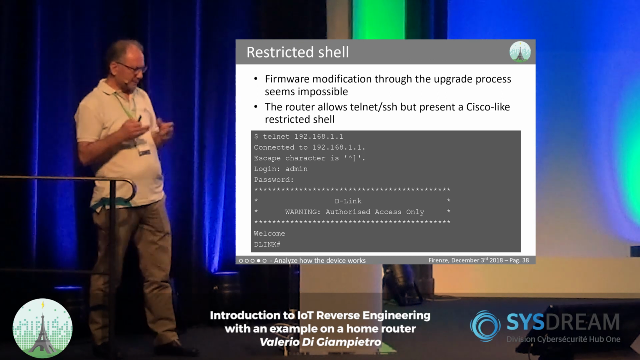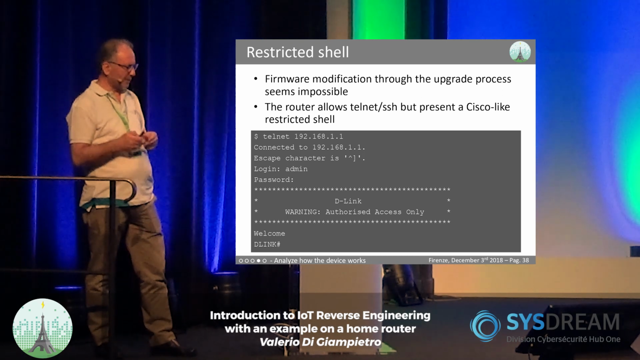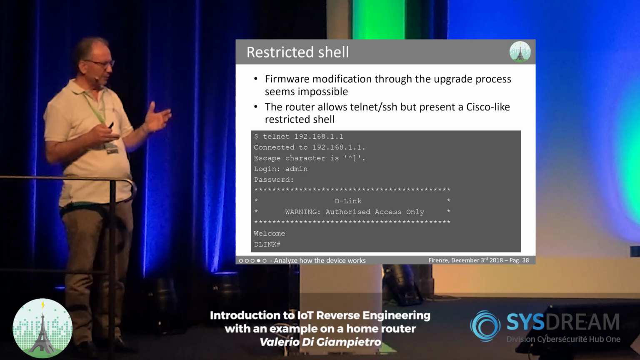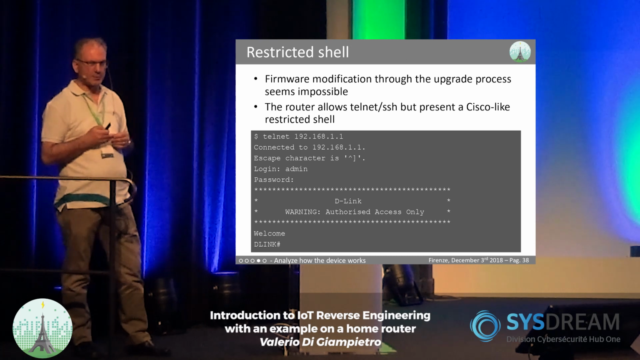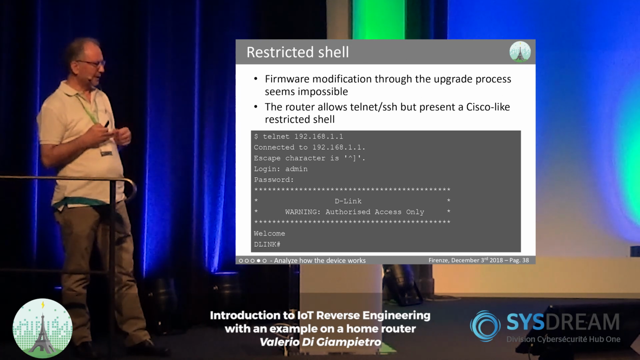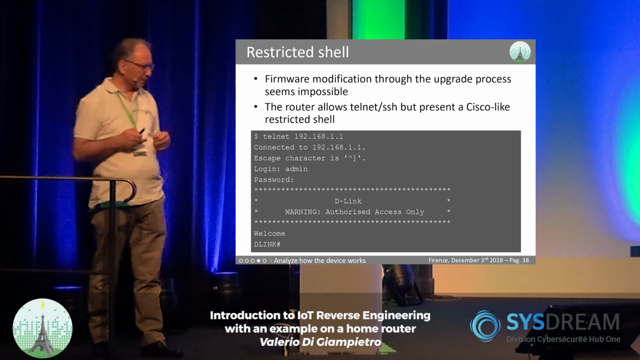We can see that in this case, the router allows a telnet SSH connection, but presents a Cisco-like restricted shell. Cisco-like means that if we type help, we get a list of all available commands. The commands are also auto-completed, and if you type a question mark, all the options are shown, but that's all.